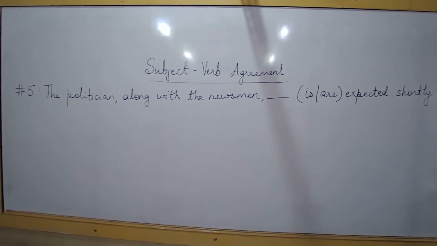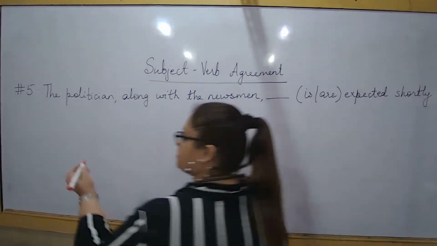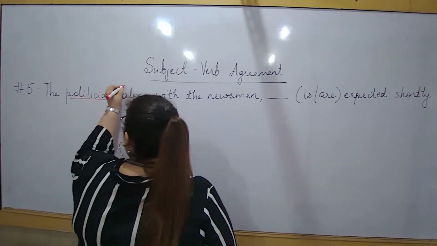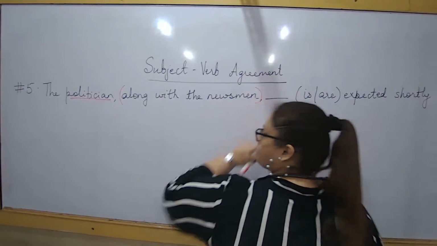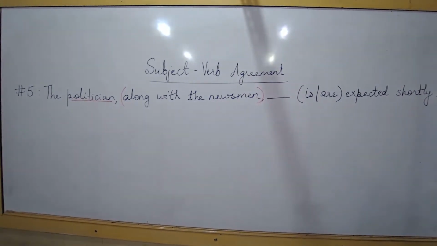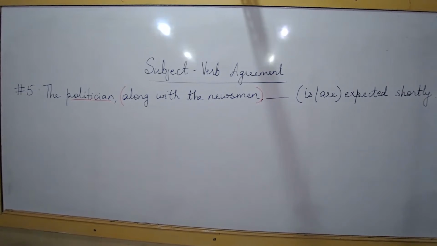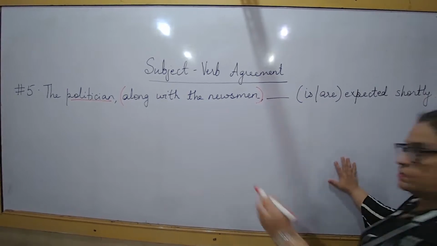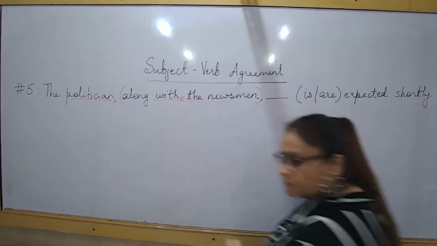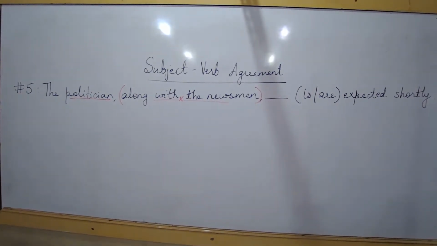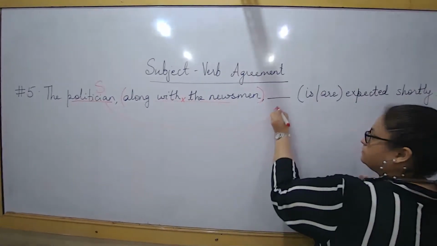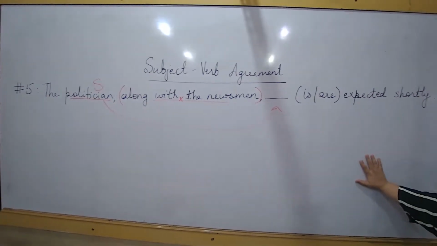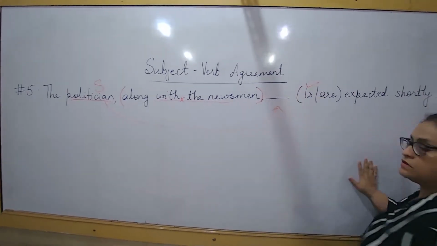Sometimes the subject is separated by words such as along with. What else? Along with, as well as, besides, etc. These words and phrases are not part of the subject. Ignore them and use a singular verb when the subject is singular. So you will say the politician is.